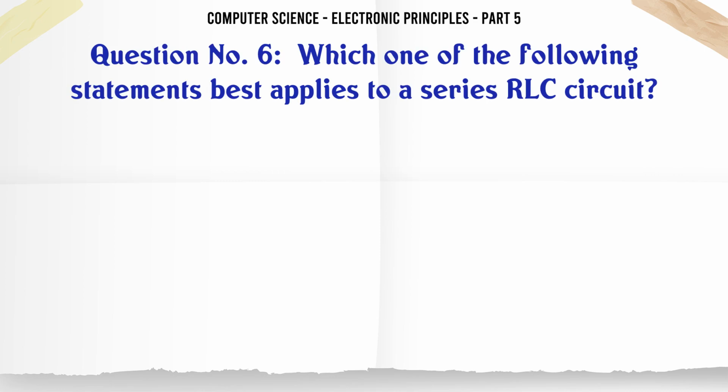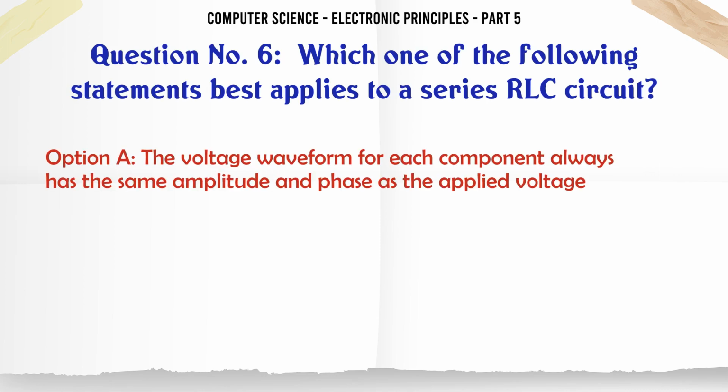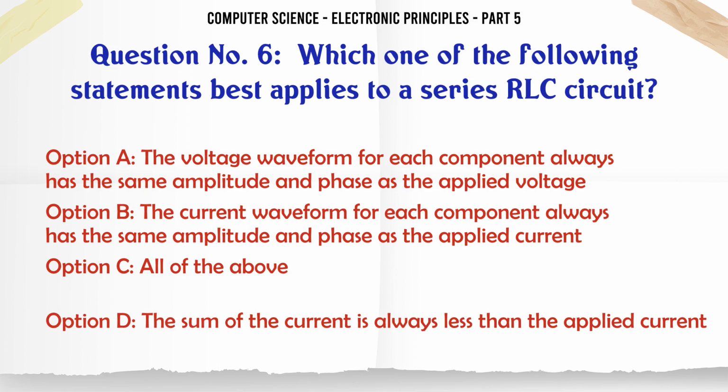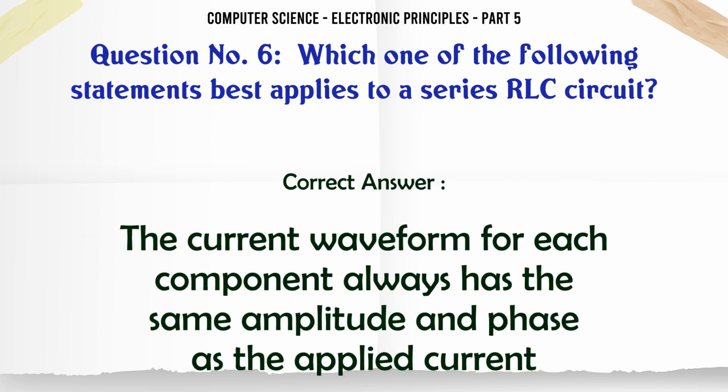Which one of the following statements best applies to a series RLC circuit? A. The voltage waveform for each component always has the same amplitude and phase as the applied voltage. B. The current waveform for each component always has the same amplitude and phase as the applied current. C. All of the above. D. The sum of the current is always less than the applied current. The correct answer is the current waveform for each component always has the same amplitude and phase as the applied current.